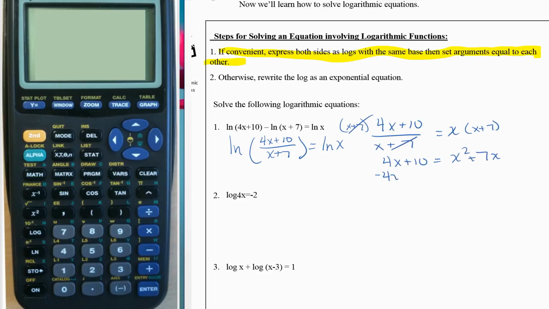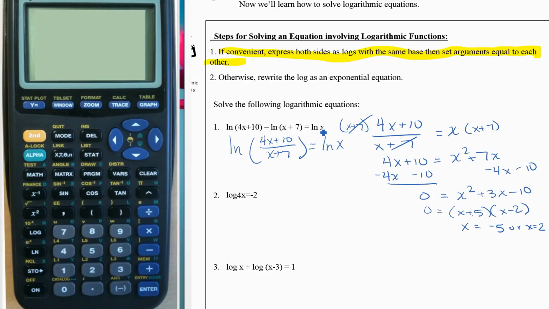Next I'm going to subtract 4x from both sides, and I'm going to subtract 10 from both sides so we get everything on one side. So I'm going to have 0 equals x squared, and then 7x minus 4x will give us 3x minus 10. And we can factor this, right? That will factor as x plus 5 times x minus 2. And if we set each of those factors equal to 0, we get x equals negative 5 or x equals 2.